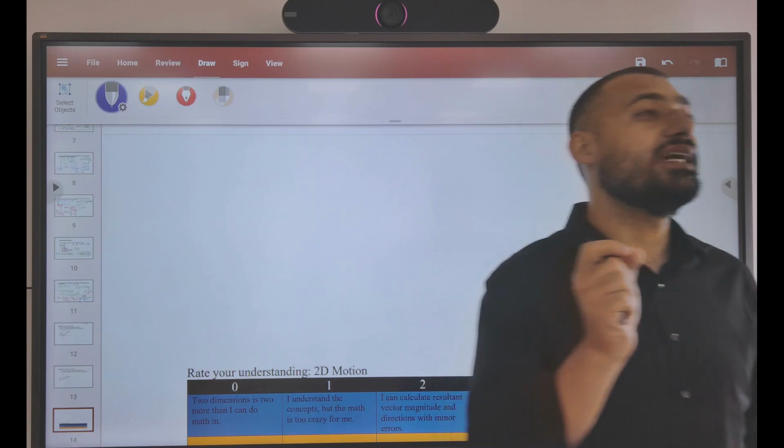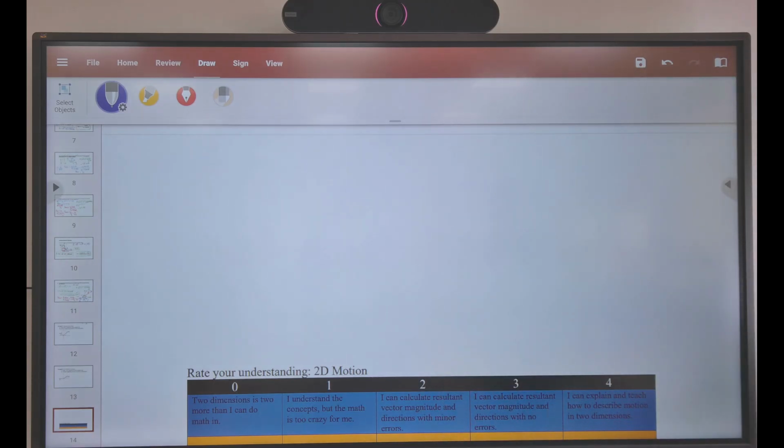Find the direction and the magnitude of the change in velocity.